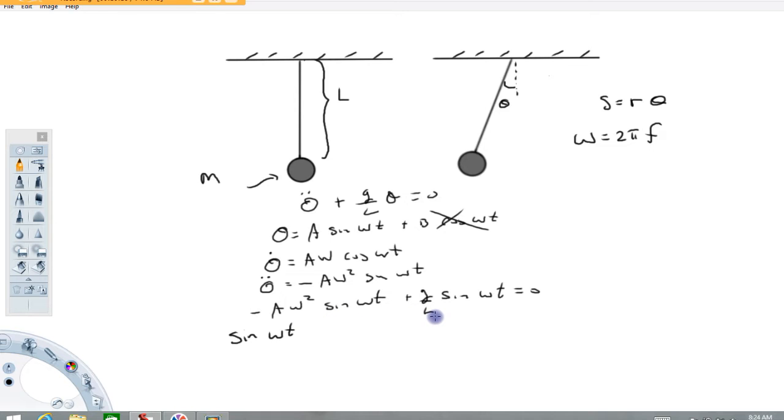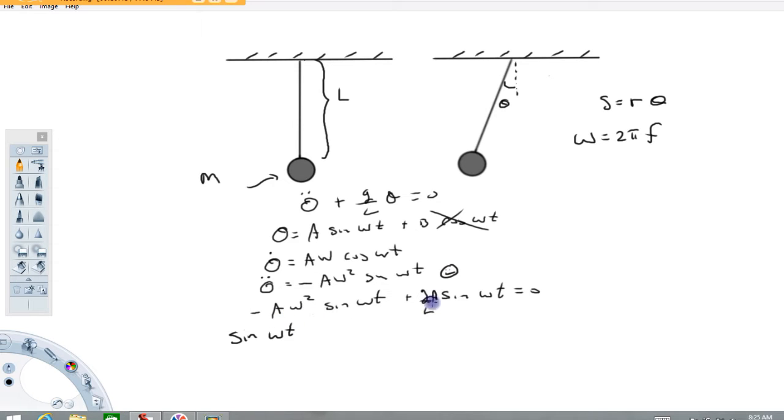Oops. G over L times theta. Ooh, theta was a sine omega t. I forgot an a there, folks. I was looking at this going, this doesn't look quite right. My apologies for that. Got that a right there, but when we sub this value right here, it's G over L a sine omega t. So we should have an a right there. Sorry about that.